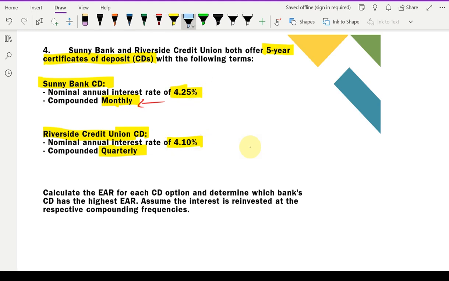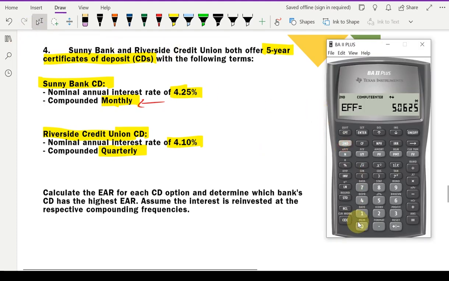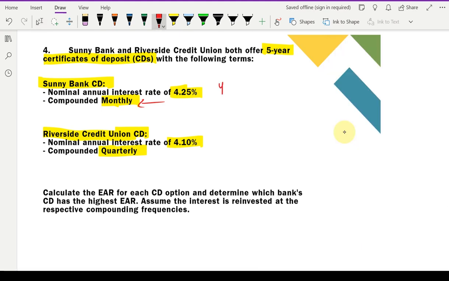Don't forget, we should always read the question. Calculate the effective annual rate for each CD option and determine which bank CD has the highest effective annual rate. Assume the interest rate is reinvested at the respective compounding frequencies. Okay, so this is going to be another straightforward problem, right? So second, clear our work. Let's go to the compounding periods. We have monthly for Sunny Bank, enter, and then nominal rate is 4.25, enter, and then we're going to compute the effective rate, 4.3338.